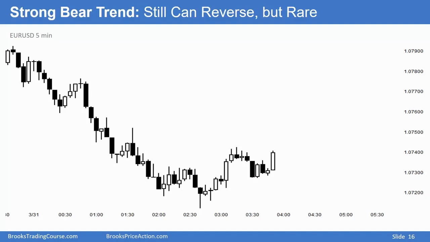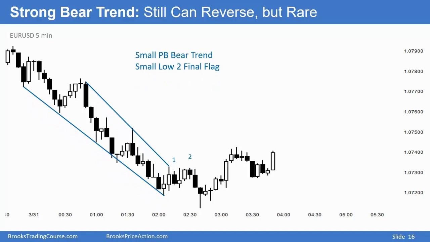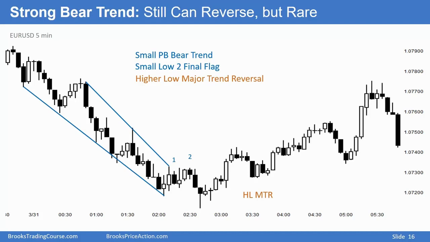And this is maybe a final bear flag, low too short, two legs up, one pullback, two, so a low too short and a wedge bottom, and then a higher low major trend reversal. So possible start of a reversal up, which we got. Less common after a small pullback bear trend, but you still can get it.